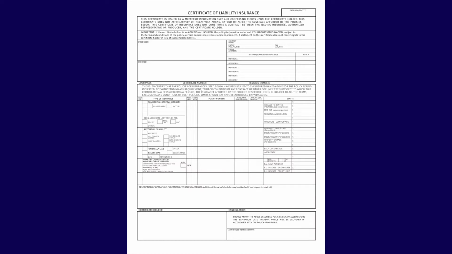The most commonly used type of certificate of insurance, or COI, is the ACORD 25 form. It contains all of the most pertinent details of your insurance policies on a standardized single-page form. It is important to note that this is just proof of insurance.